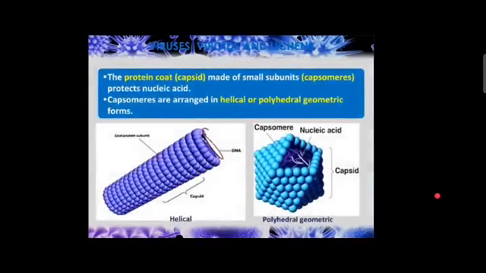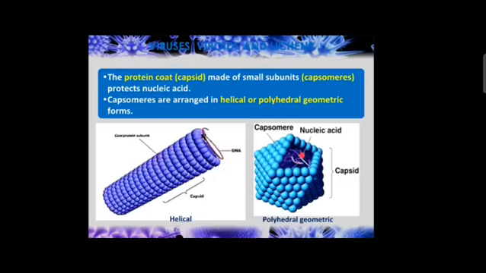The protein coat, that is capsid, is made up of small subunits. Whatever the outside protein coat is there, it is made up of small subunits, and these subunits are called capsomeres. They protect the nucleic acid. Here you can see these small subunits, called the capsomere. What is the function of them? They protect the nucleic acid inside, whether DNA or RNA, single stranded or double stranded. Here also DNA is there. The protection of this genetic material or nucleic acid is the function of the capsomere. These capsomeres are protecting this nucleic acid.